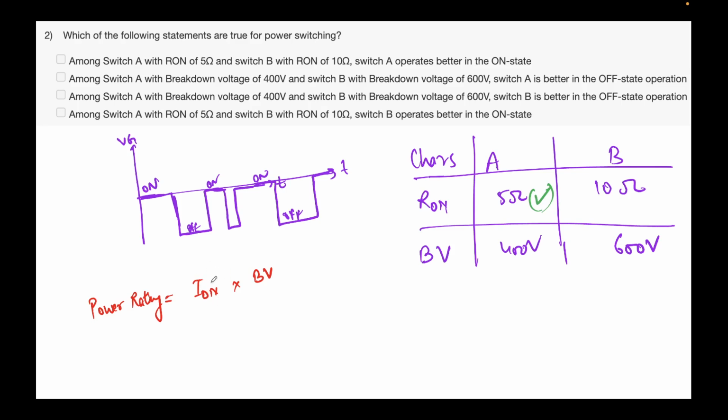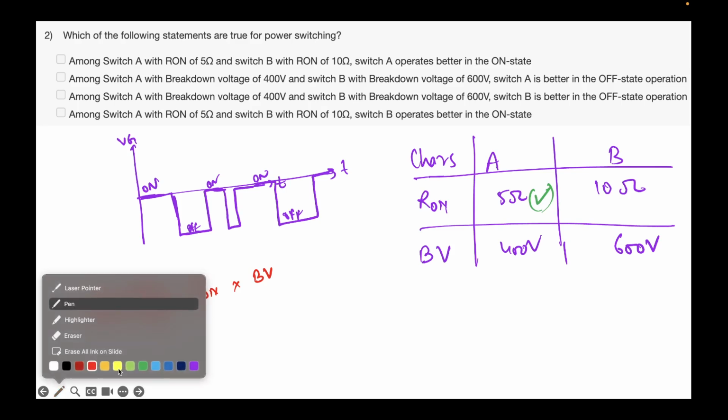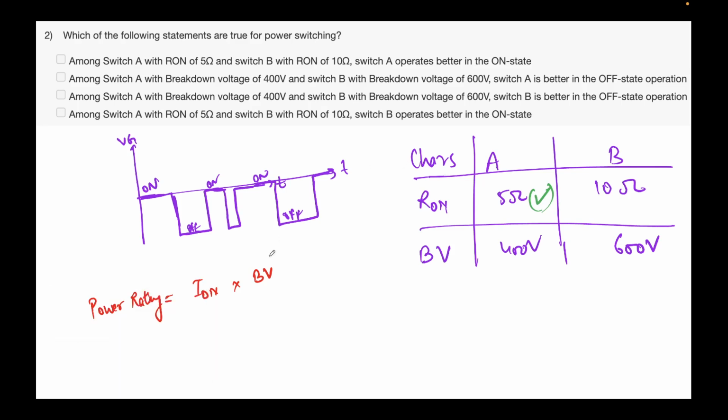When will the on current be higher? When the on resistance is lower. You want to increase this power rating, so I on should be as high as possible. This means R on should be as low as possible. That's why between switch A and B, switch A wins. In terms of the breakdown voltage, you want it again as high as possible. So in this case, device B wins.